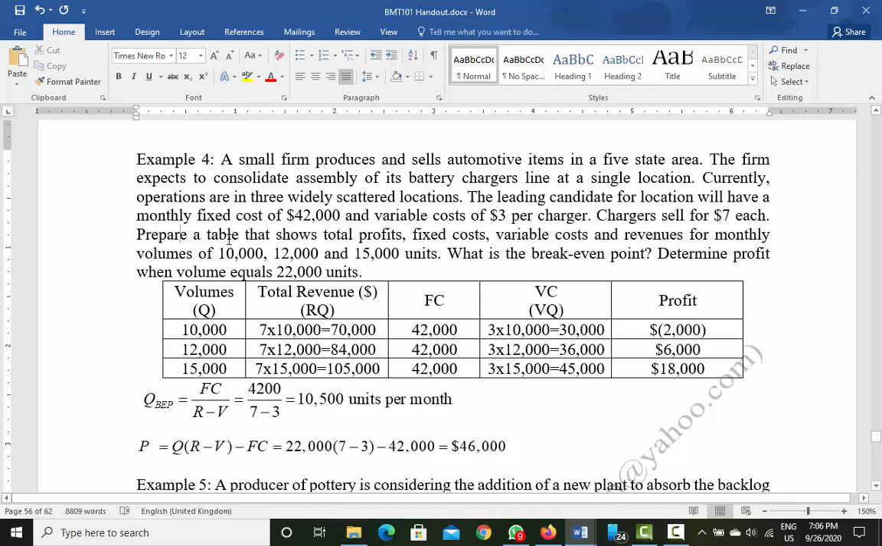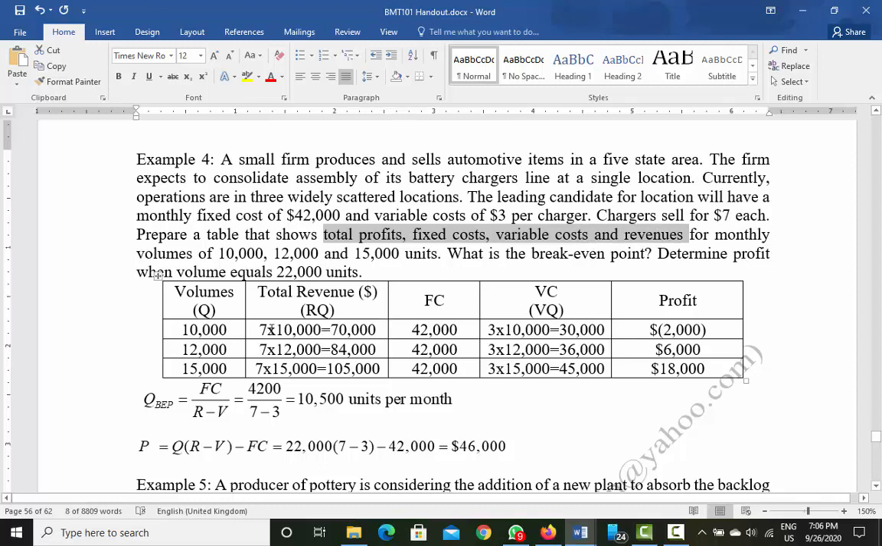So prepare a table that shows total profits, fixed costs, variable costs, and revenues for monthly volumes of 10,000, 12,000, and 15,000 units. These are the different values of Q. For these different levels of volume, we need to find out the total profit, fixed costs, variable costs, and revenue.